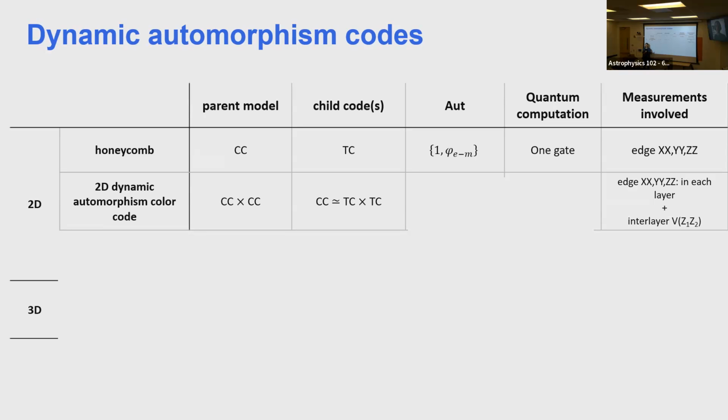Okay, think of a number that you think corresponds to the number of automorphisms of the color code. Okay, so this is it. I'm glad you thought of a number.